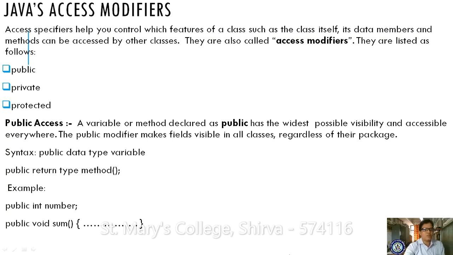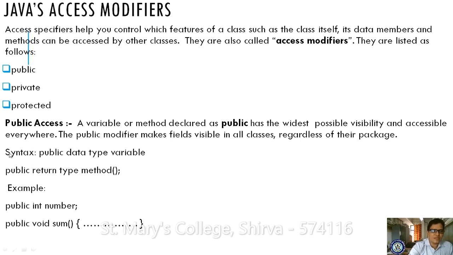Now let us see public access. A variable or a method declared as public has the widest possible visibility and is accessible everywhere. If you define the class as public, it can be accessed from outside of the class. If you define the method as public, it can be accessed from outside of the class, regardless of their package and regardless of their classes. So its visibility is vast.